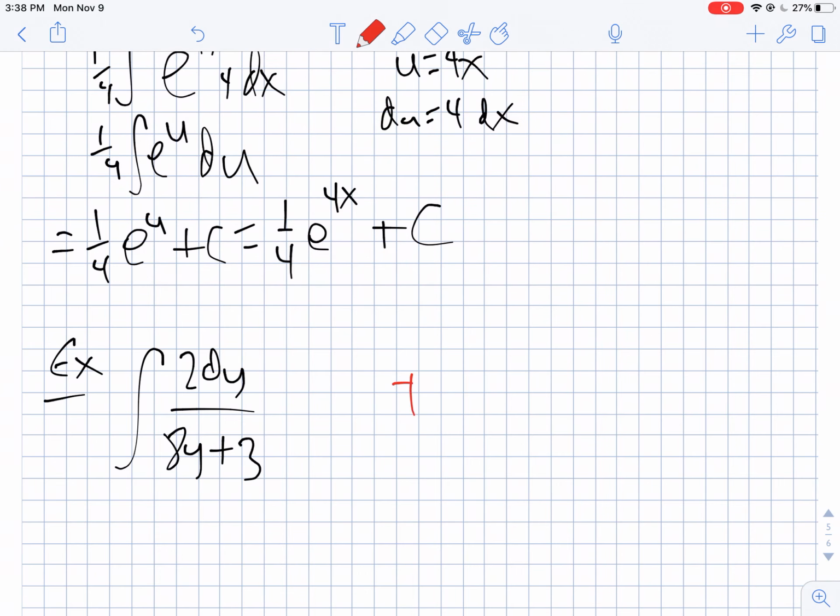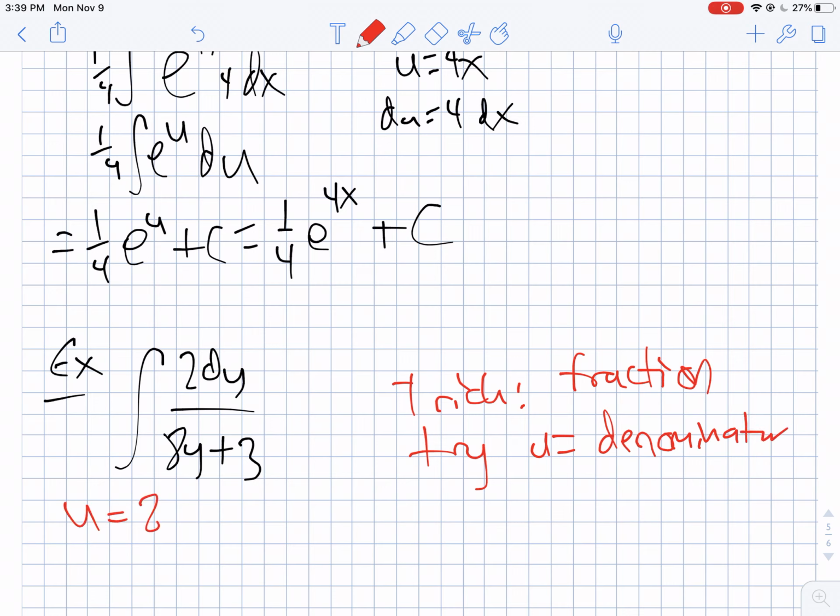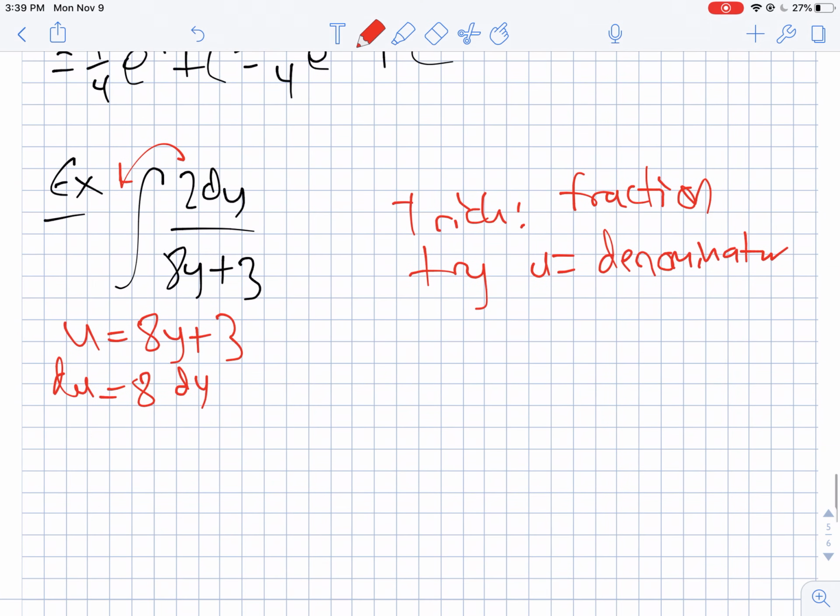Here's a trick worth knowing. If you have a fraction and you're not sure what to pick for your u, try this. Try to set u equal to the denominator of that fraction. So try to set u to just equal 8y plus 3. Okay, I'll take the 2 and move it in front. So then the du is just 8 dy. So this is 2 times integral dy over 8y plus 3.